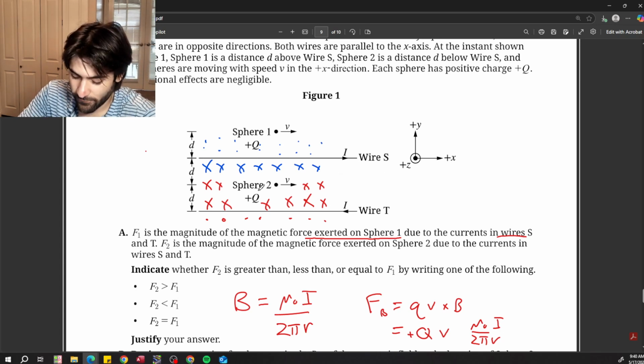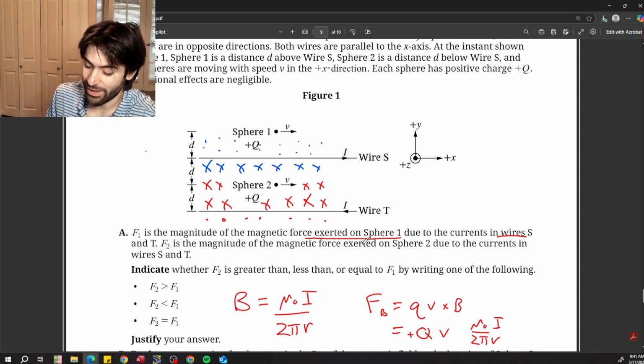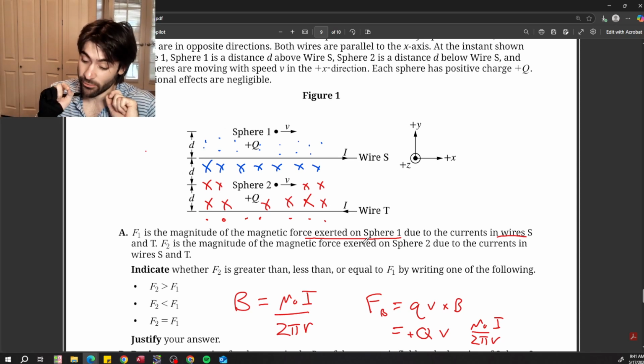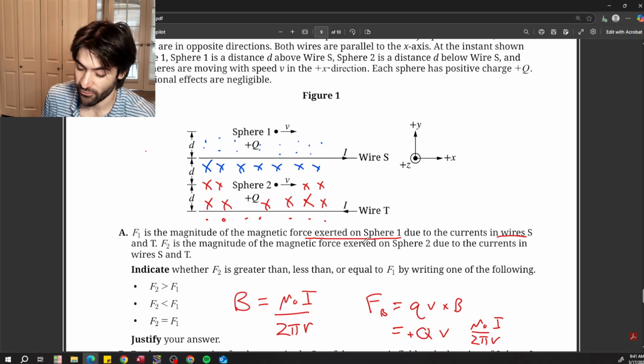So note that for sphere 2, these magnetic fields are going to add constructively, because for wire T, it's going into the page, and for wire S, it's going into the page. Both magnetic fields are going into the page, so they will add together, creating a stronger total magnetic field and stronger magnetic force on sphere 2.